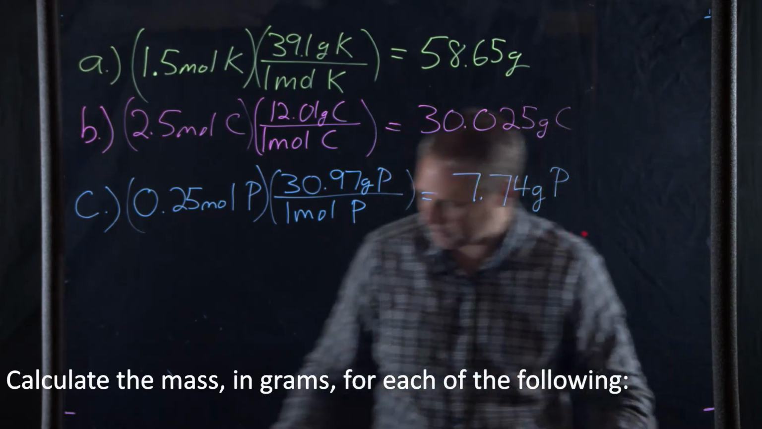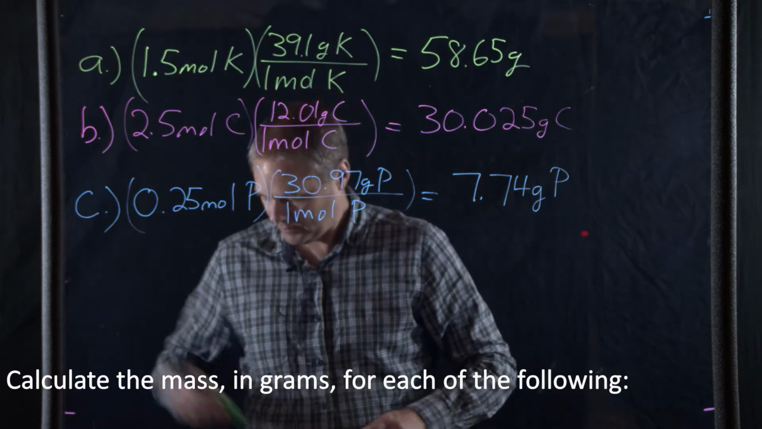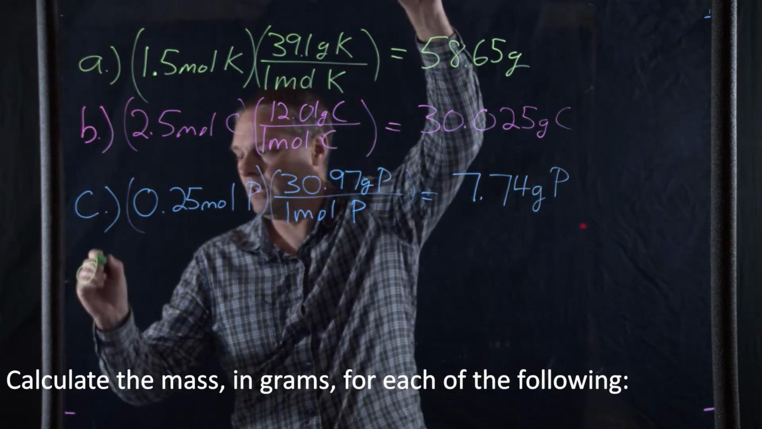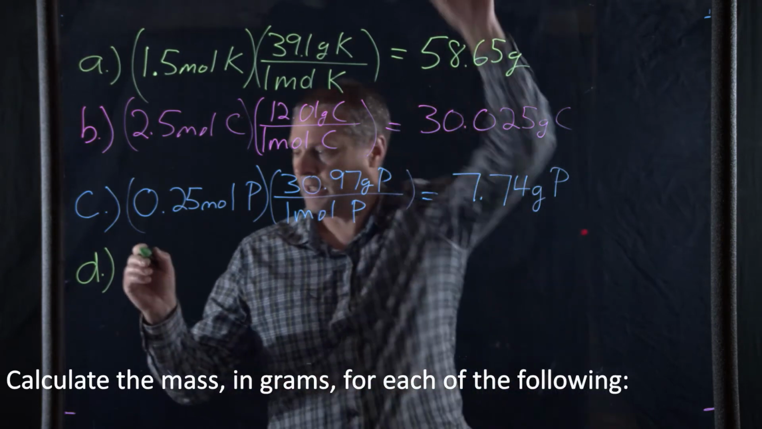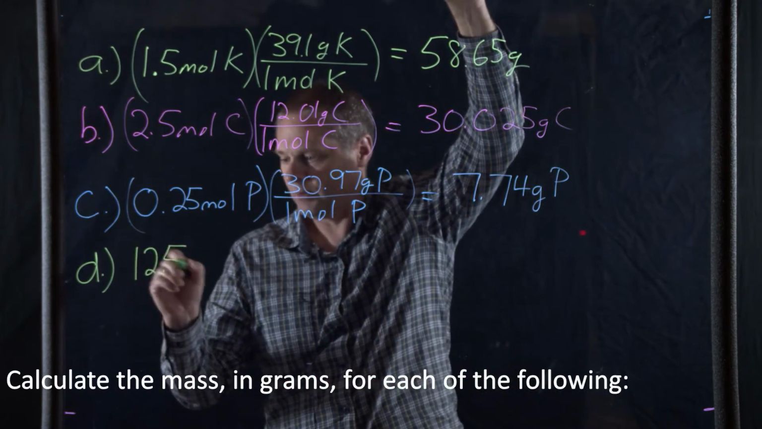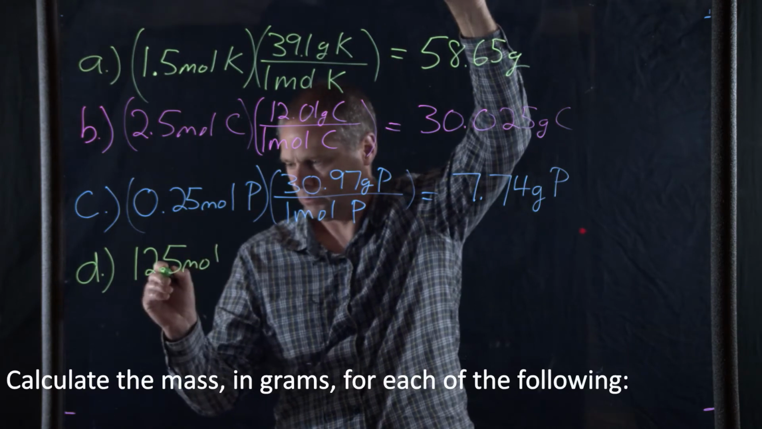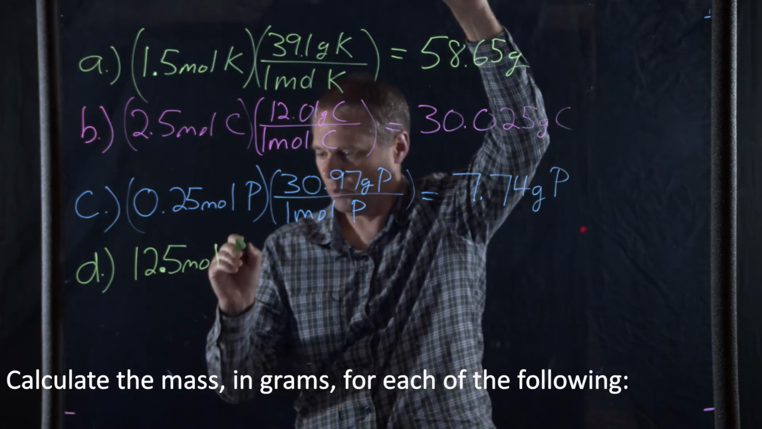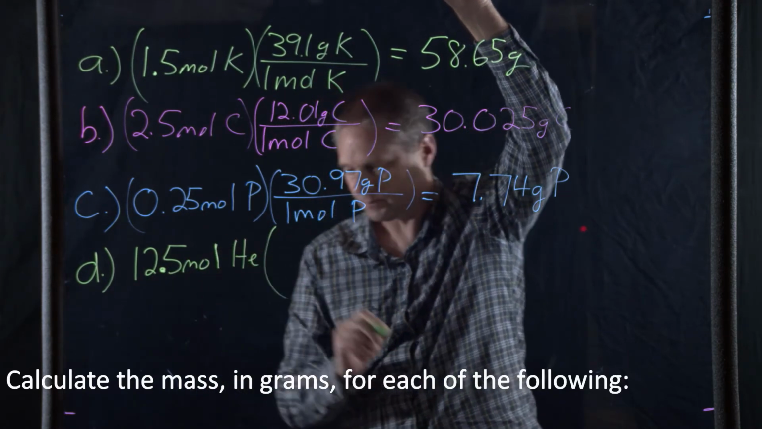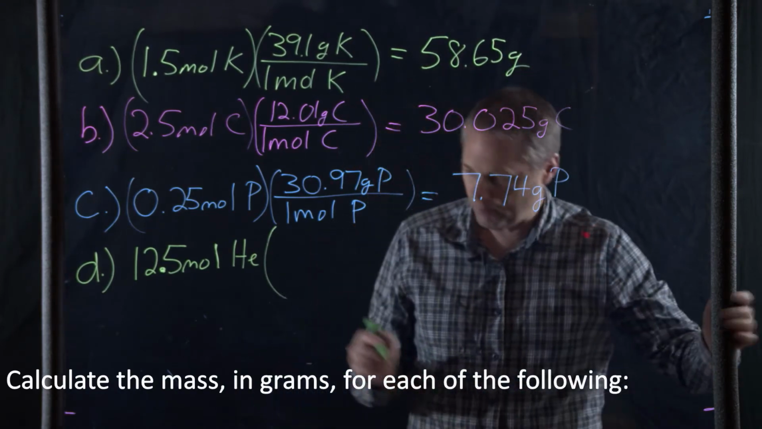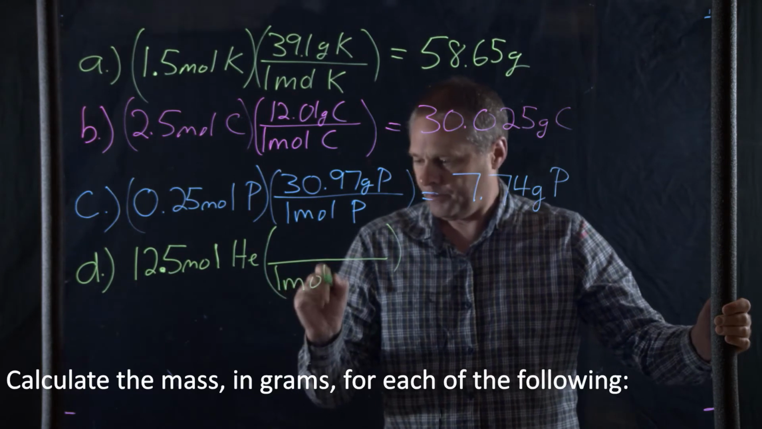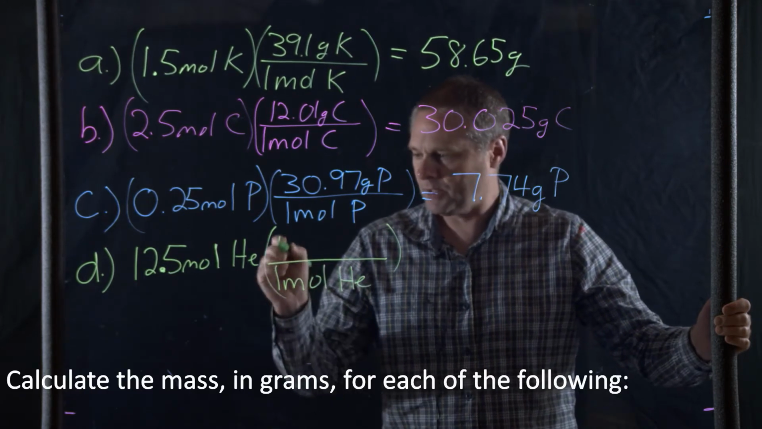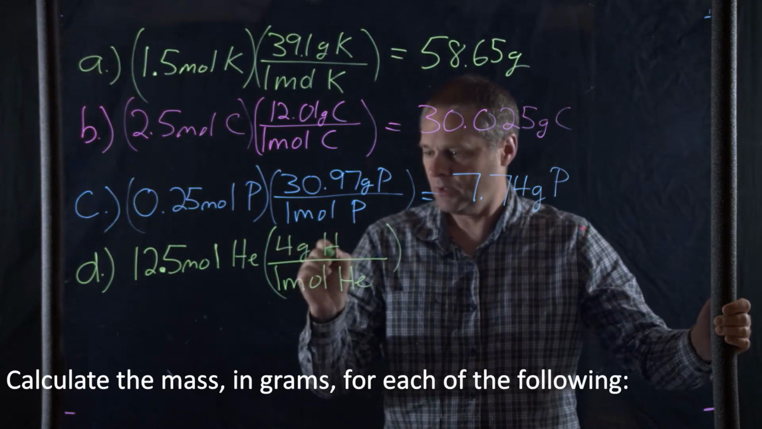Last but not least, we will do D. D is going to be 12.5 moles of helium. We're going to multiply by the molar mass of helium. So 1 mole of helium is equivalent to 4 grams of helium.